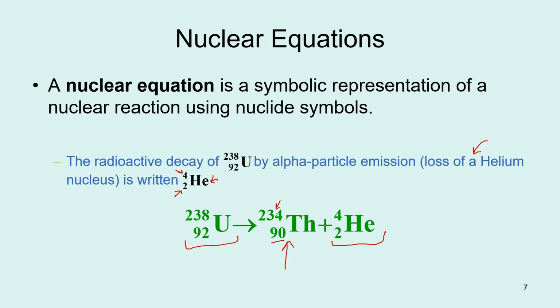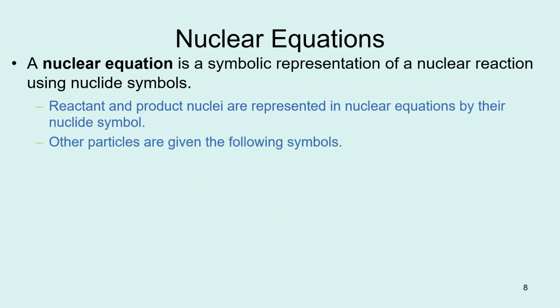And of course 90 and thorium go together. Thorium is element number 90. So this is actually uranium becoming thorium. So that's what a nuclear decay or radiation is: it's changing elements? At least sometimes it's changing elements.